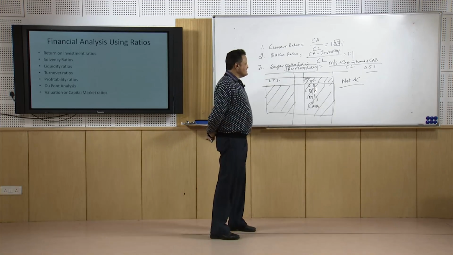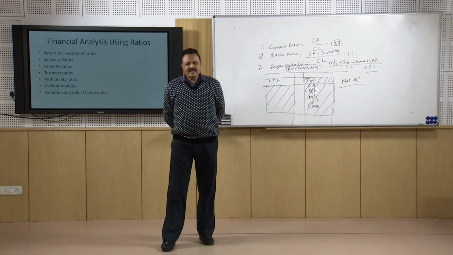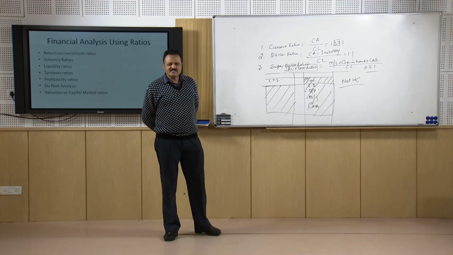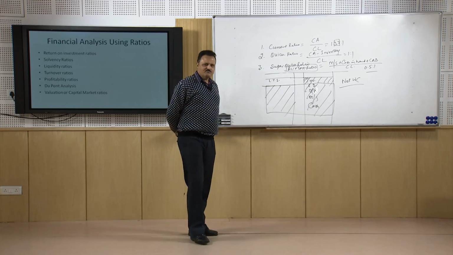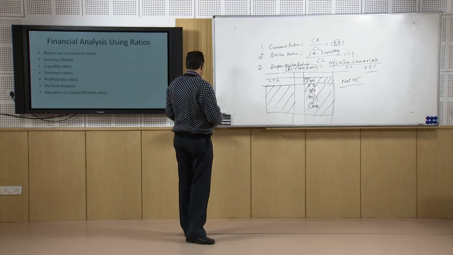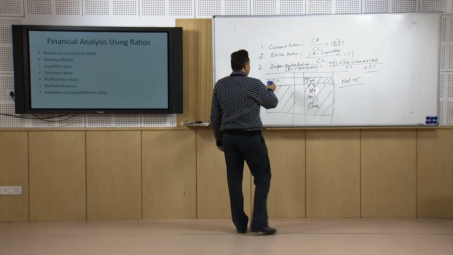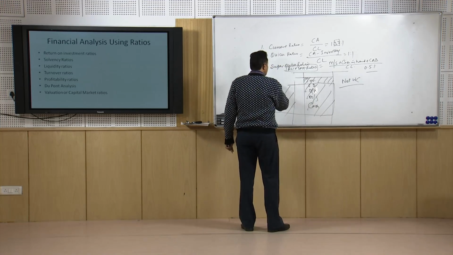So we can invest the surplus cash in marketable securities, earn some return on that, and whenever we need that cash we can sell the marketable securities and replenish the cash level to the minimum level, or the required level of cash.